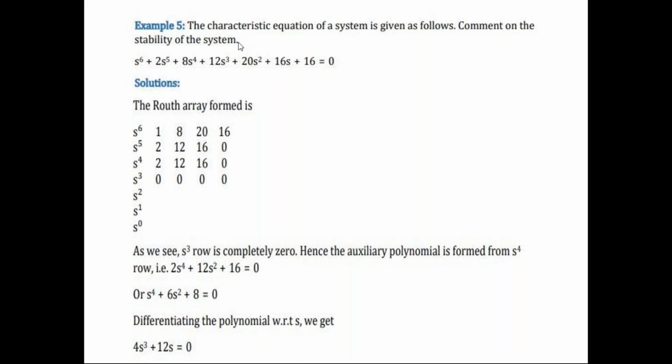So we have to make the Routh array, and we need to know whether the system is stable or unstable. If it is stable, how many roots are lying on the LH side? If it is unstable, how many roots are lying on the RH side? Right? This is one of the methods in two cases, that is, if a single row consists of zeros. Okay, let me see that.